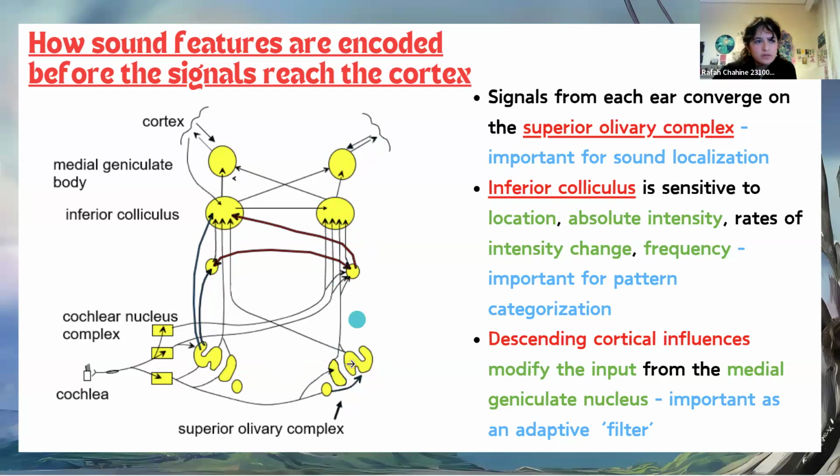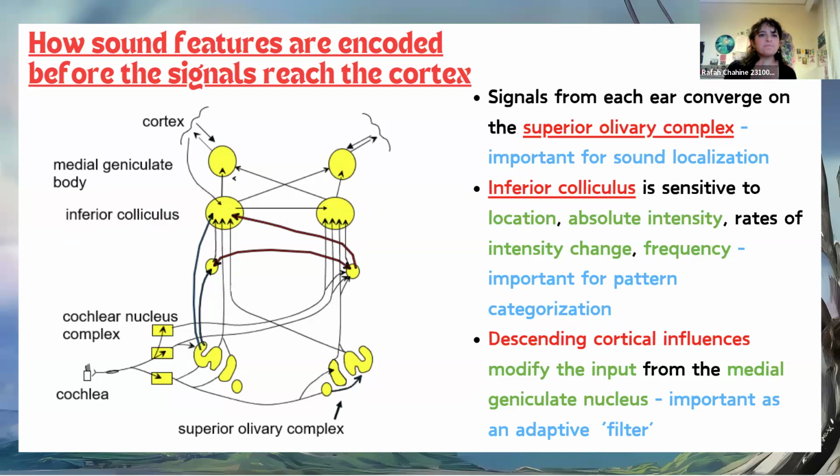The inferior colliculus, which is this one, literally this one. It is sensitive to location, absolute intensity, rates of intensity change, and frequency. Basically, important for pattern categorization.